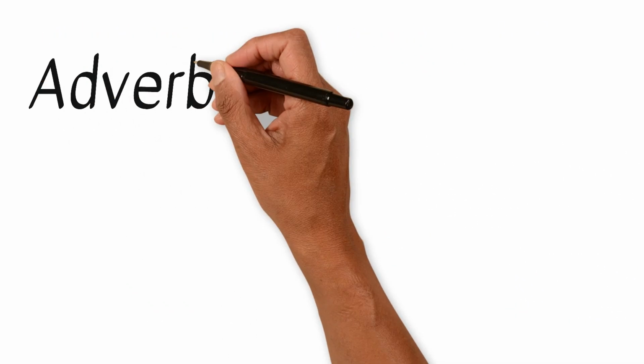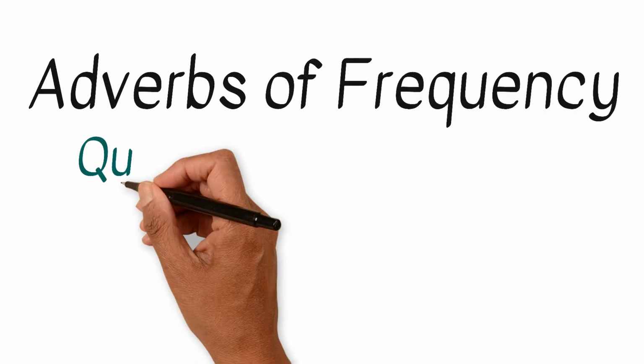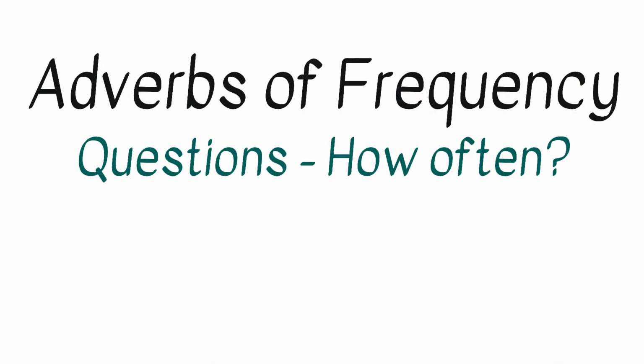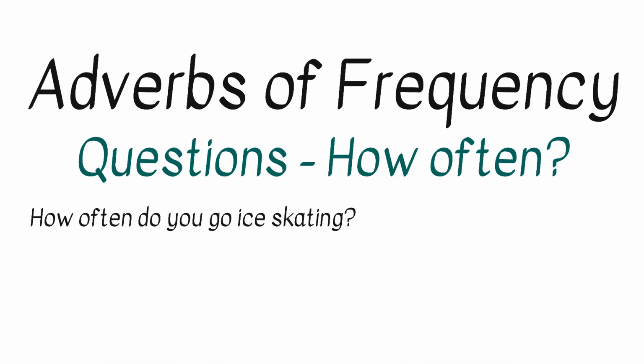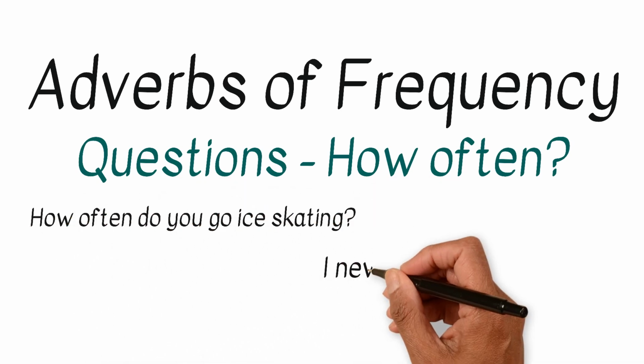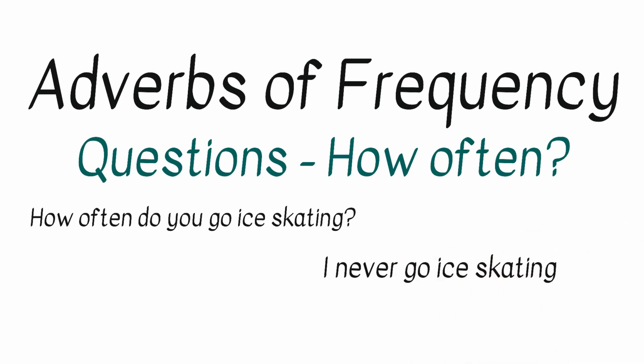When we want to know if something happens 0% or 100% of the time, we ask the question, how often? For example, how often do you go ice skating? I never go ice skating. Okay, let's answer these questions.